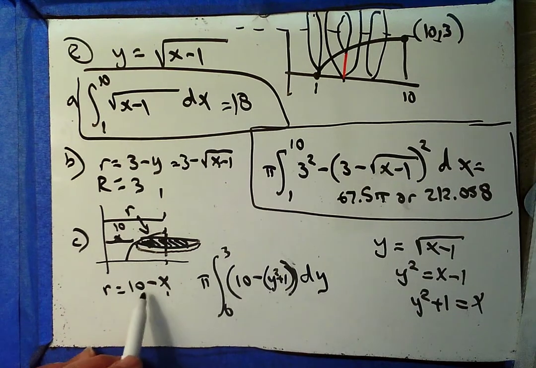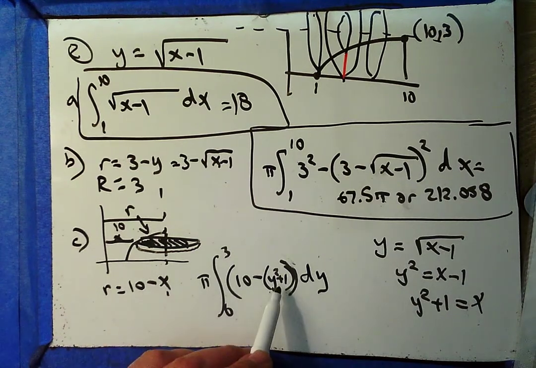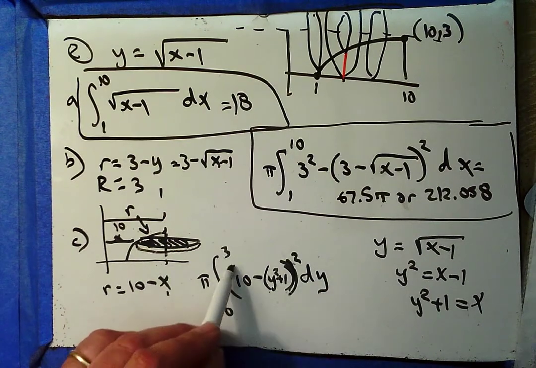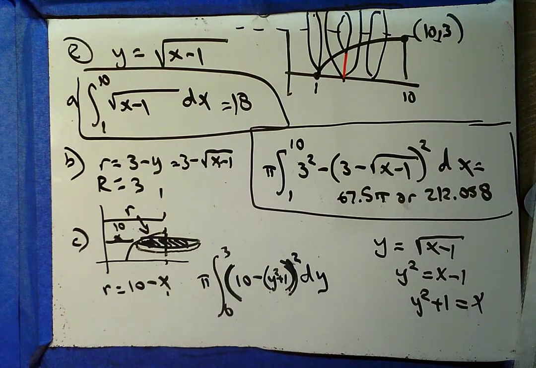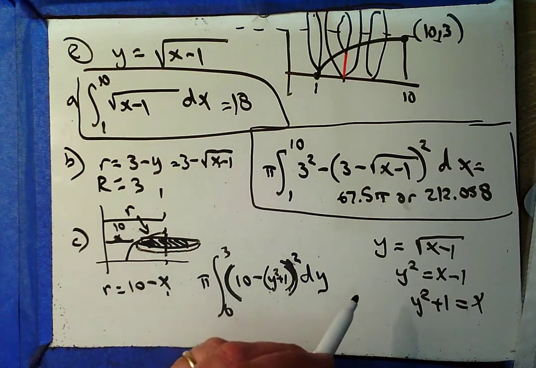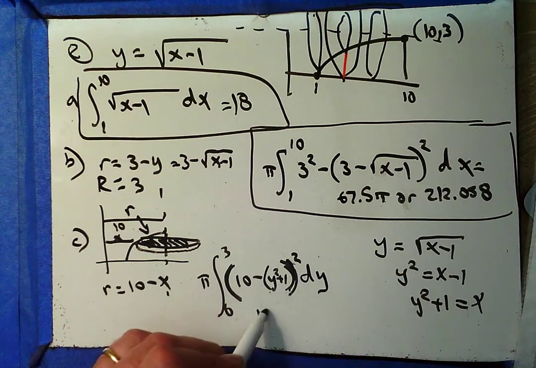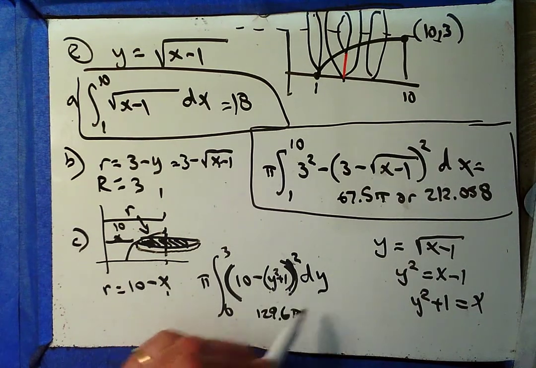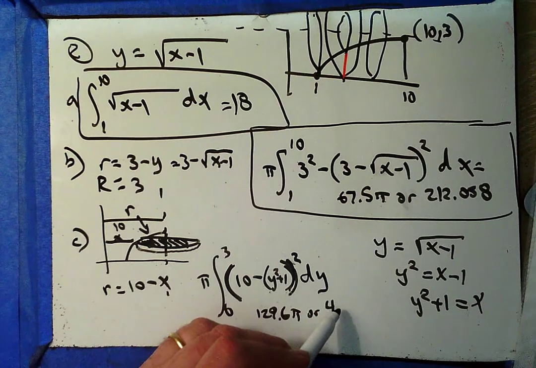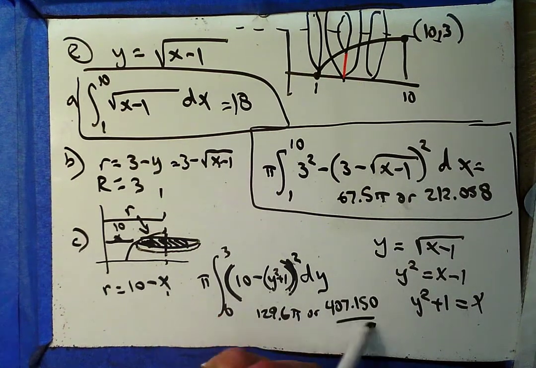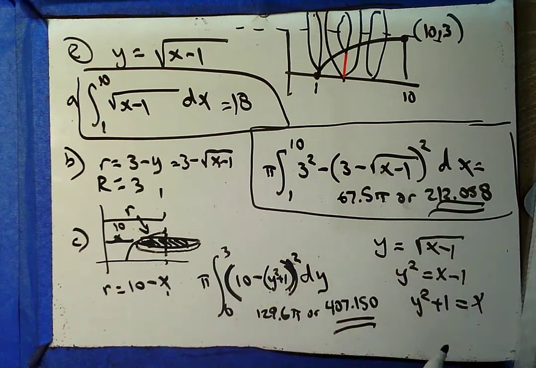My radius is 10 minus x. This is x, and 10 minus x, and I want radius squared. There we go. Okay, so I do this on my calculator, and I get 129.6 pi, or 407.150. I'm probably giving these answers as opposed to the pi answers if I were taking the AP exam.